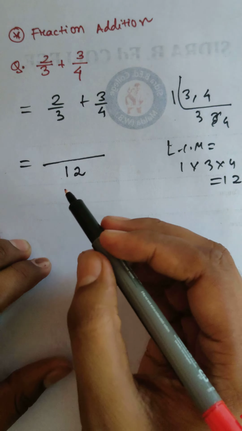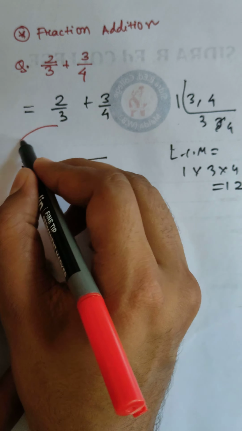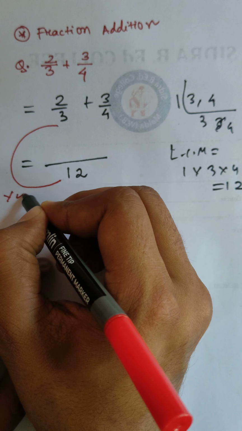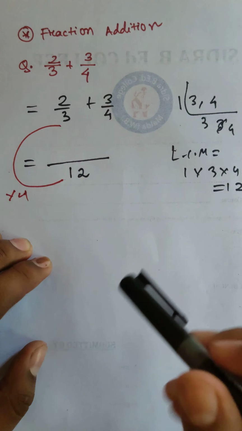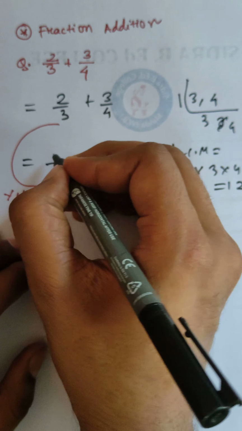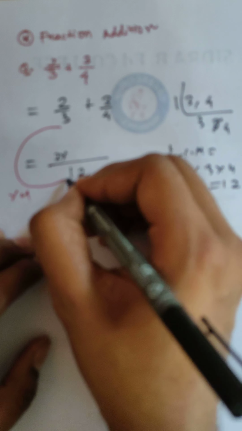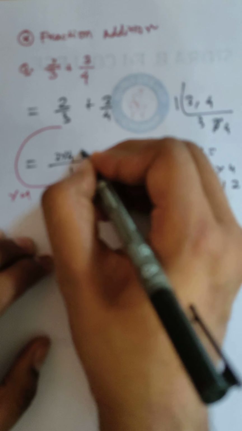Now, if you observe carefully, 3 into how much is 12? 3 into 4 is 12. So you have to do what? This 2 into how much? 3 into 4 is 12, so you have to multiply 2 into 4, plus.